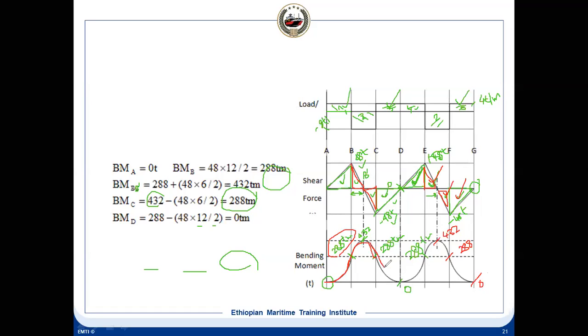And what is the value? We'll be getting a maximum value of 432. This is the maximum value. And where it is, we need to find out. You can suppose this is the aft and this is forward.